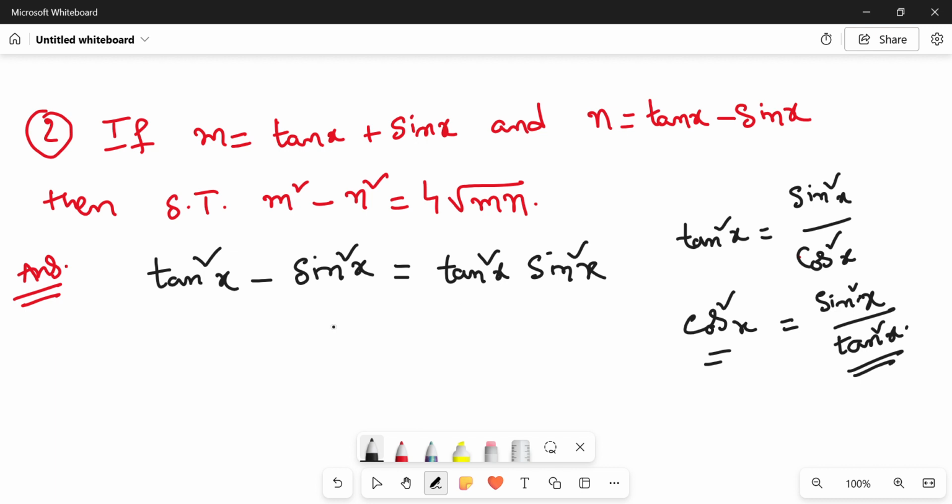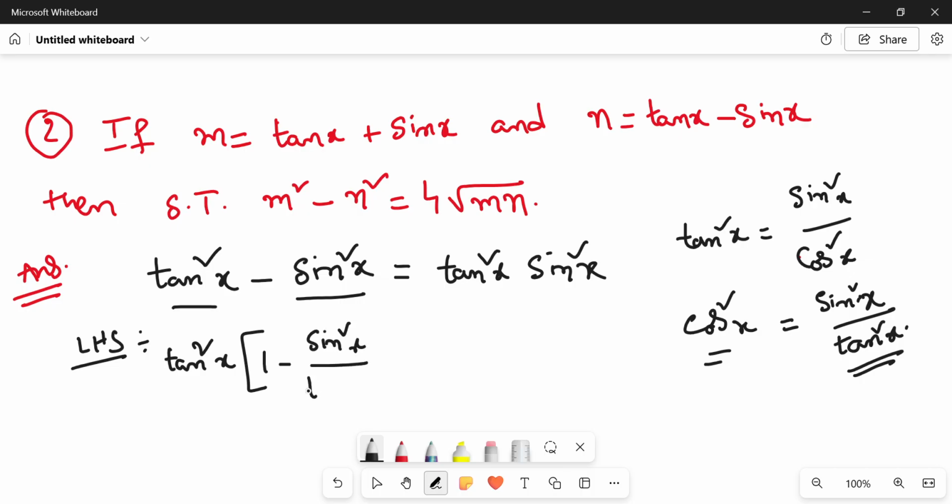So what I will do is I'll take the LHS first. Let us prove this identity. So LHS I will take and then take tan square x as common. Then 1 minus I'll get sin square x by tan square x. Like this we can take the tan square x as common.